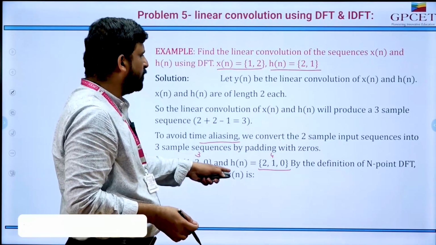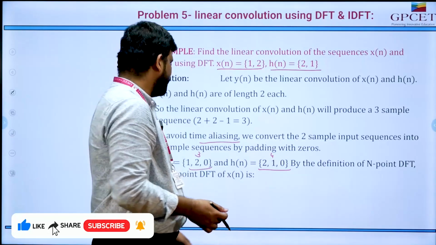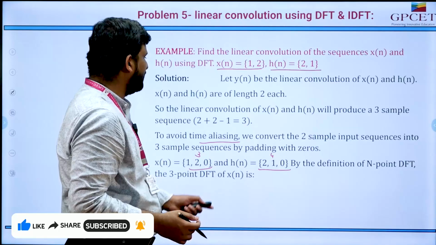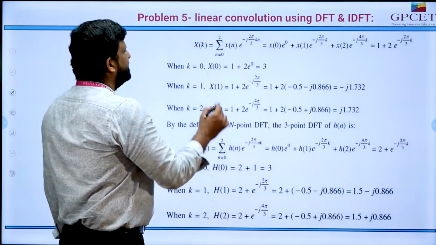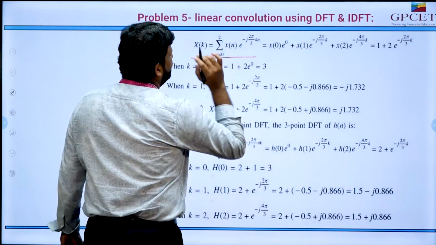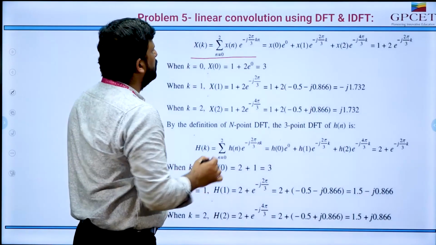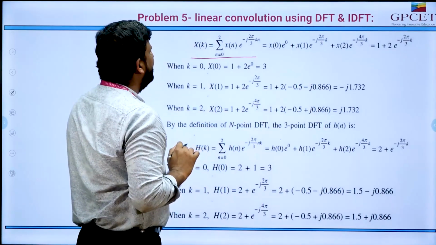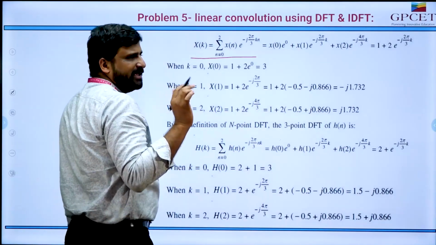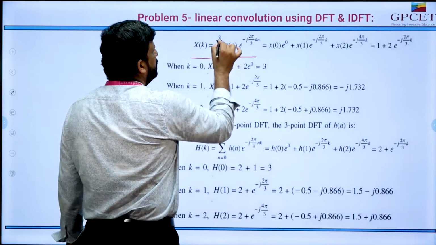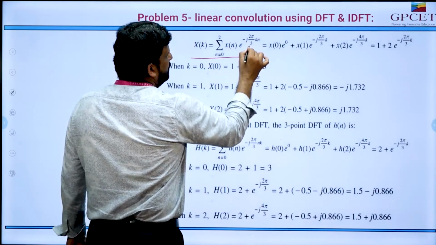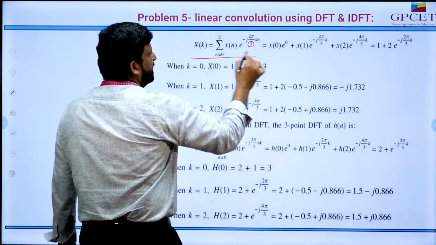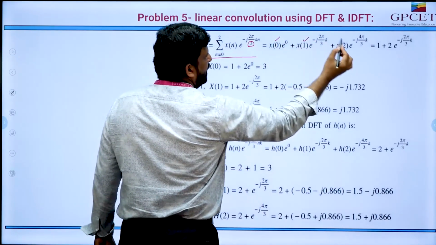Now I am going to use the DFT to find the value of the 3-point DFT sequence of x of n. For that, we know the generalized equation: capital X of k is equal to summation n is equal to 0 to 2 of x of n e power minus j 2 pi by 3 kn. Now how many samples do we have here? 3 samples. N is equal to 3, so n is equal to 0 to 2. So I have expanded this for n is equal to 0, 1 and 2.